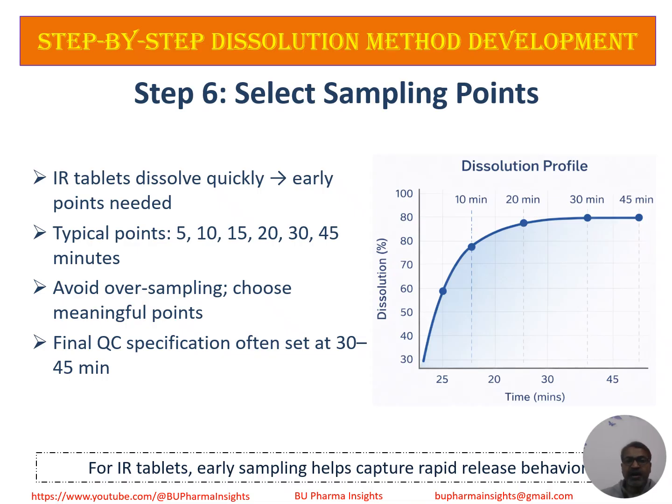Next step is to select sampling points. Sampling time points are critical in dissolution testing. Early time points capture the disintegration and initial release phase. They should be selected based on drug release mechanism and regulatory requirements, especially for F2 similarity profiles, which need several early time point samples. For immediate release tablets, early sampling is essential to accurately capture rapid drug release.